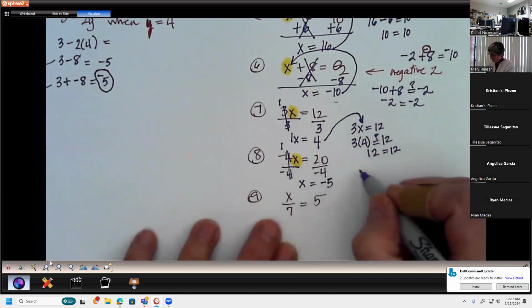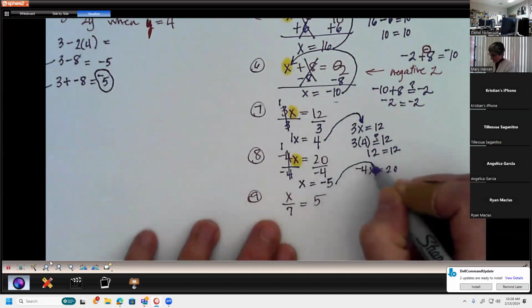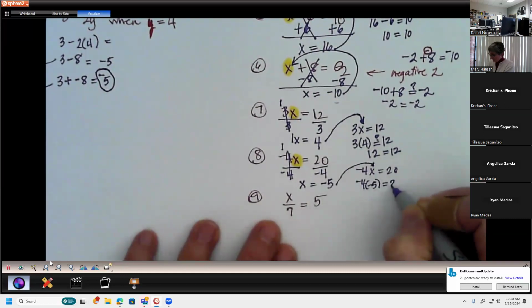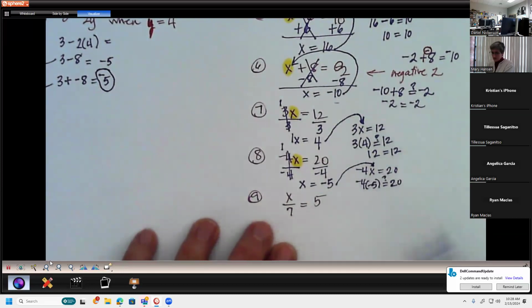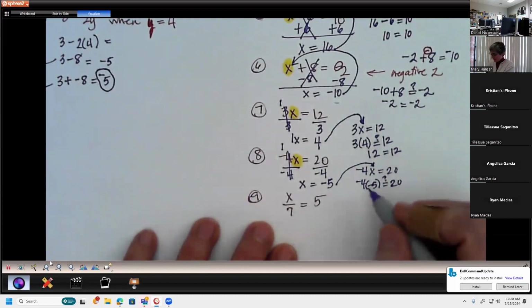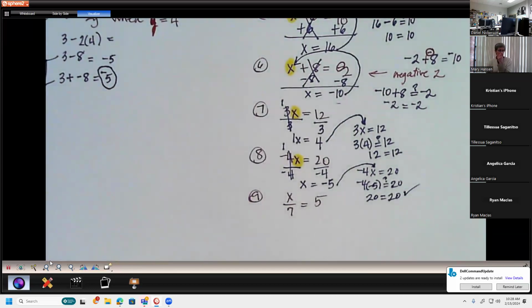Again, I can check my work. I can put in the -5. I'm trying to answer the question, is that equal to each other? And -4 times -5, when the signs are the same and I'm multiplying, the answer is positive. And so that checks out that it is a correct value.